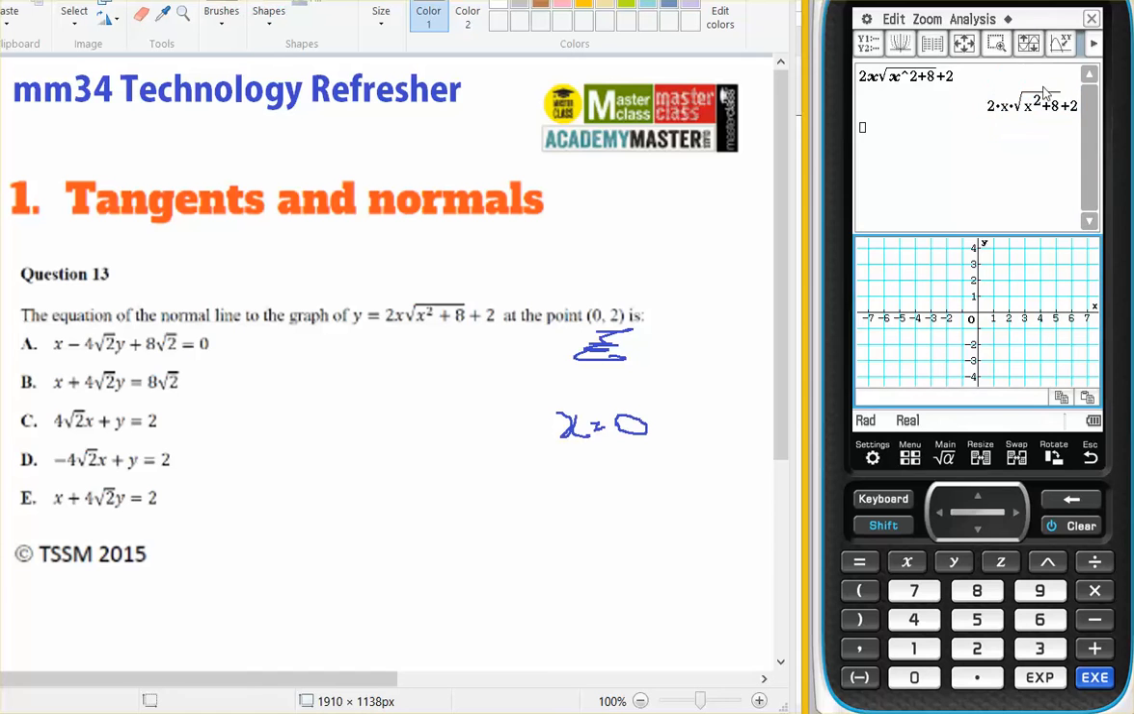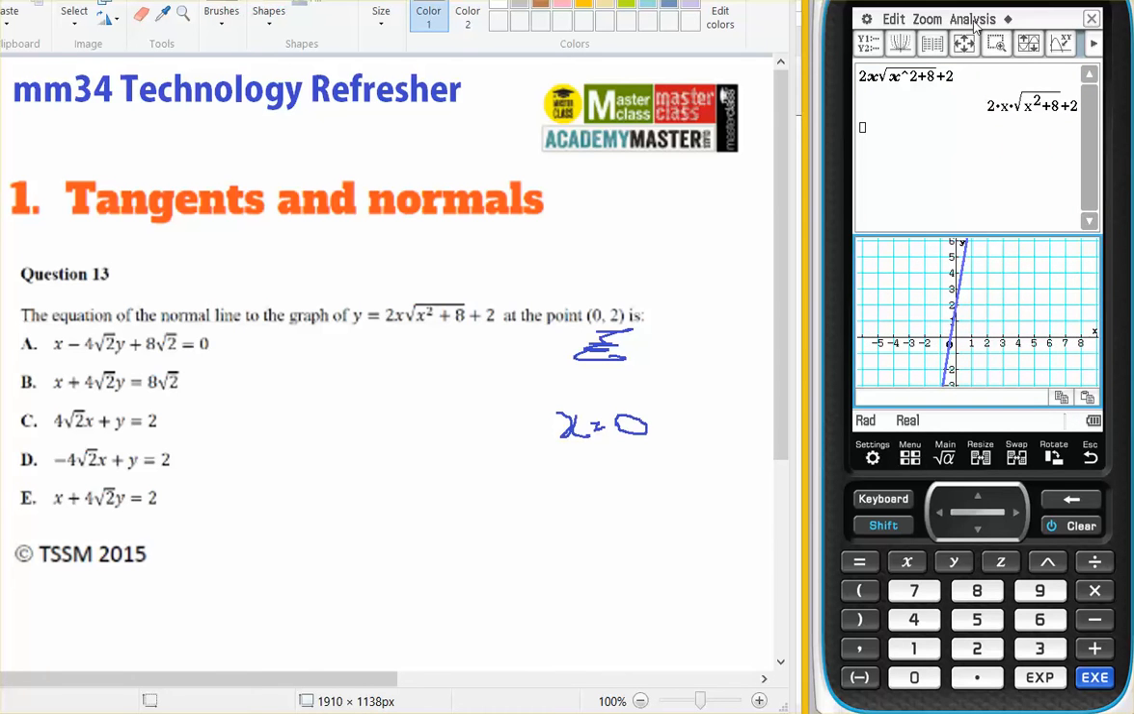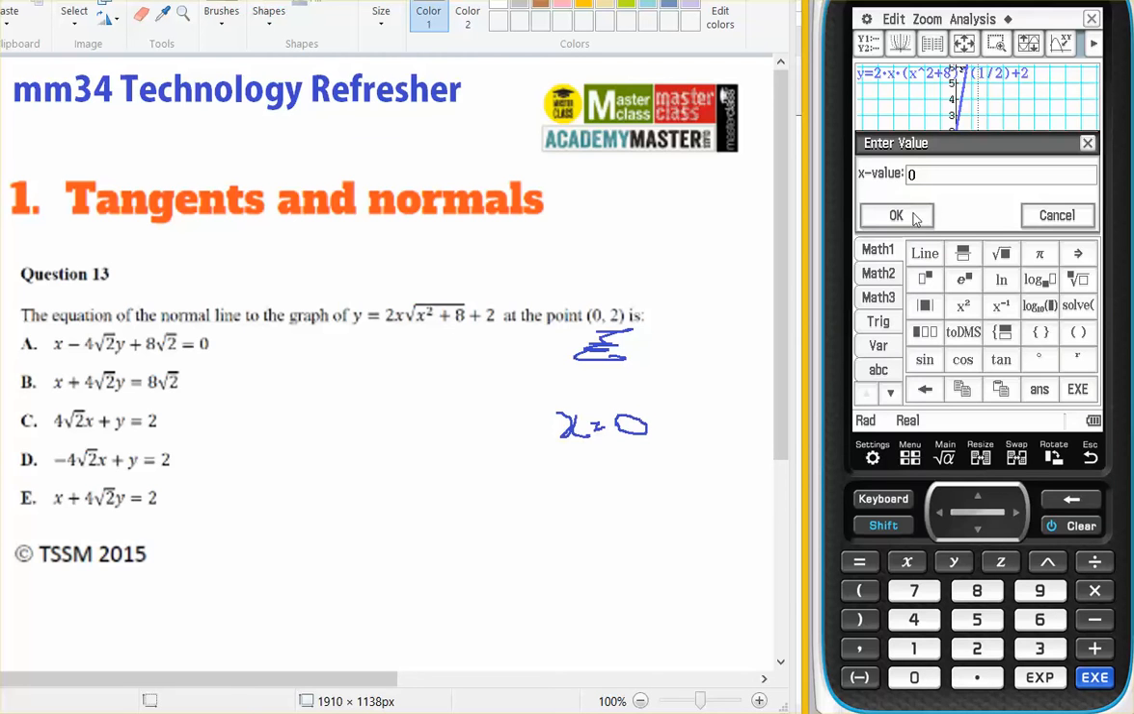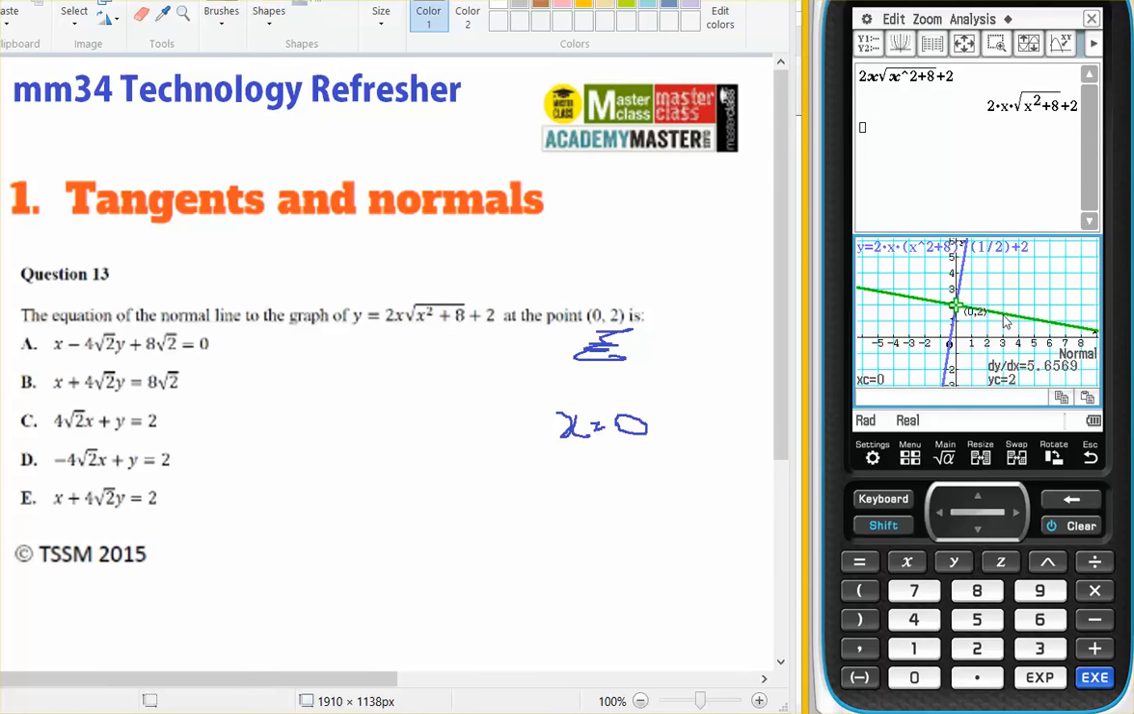If I go to graphs and tables, I don't need the y equals, I can drag and drop, and go Analysis, Sketch. I want a normal at x equals 0. It's going to prompt me, where would you like it? I type 0 and go OK, and there it is. If I touch on it and press XE, I get its equation down below. That doesn't help me much. I could cycle through and find which is 4 root 2, but what I'd like to do instead is use Main to do it.